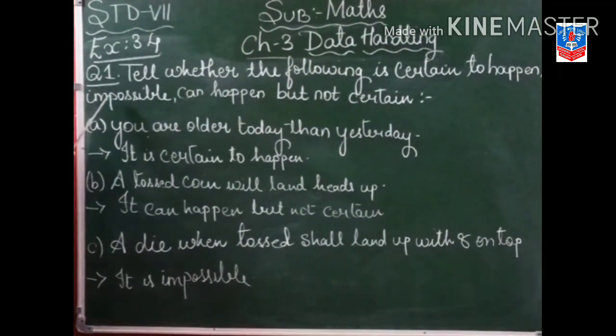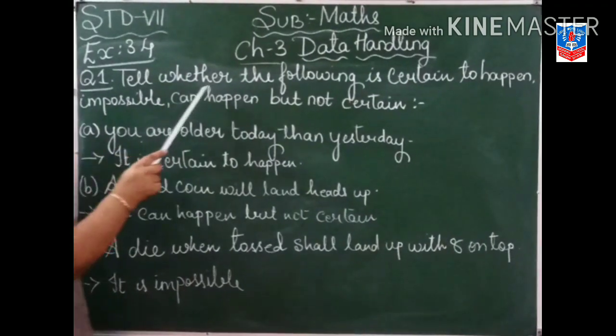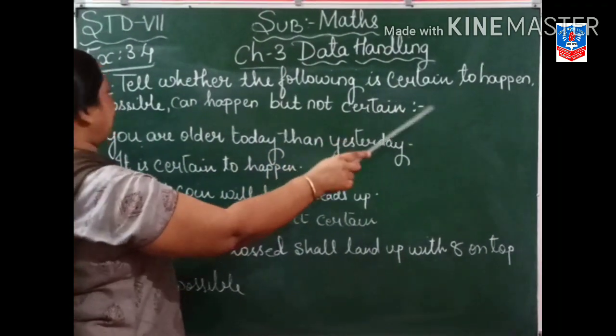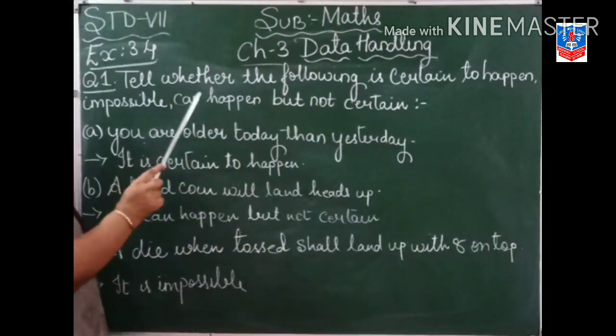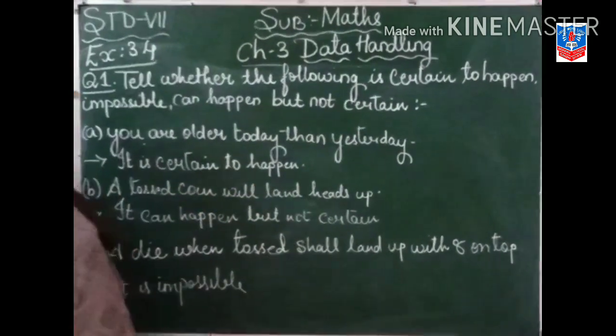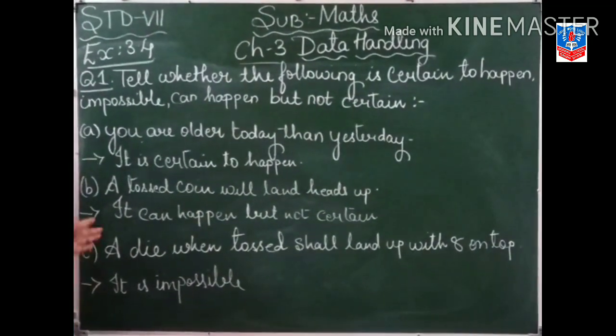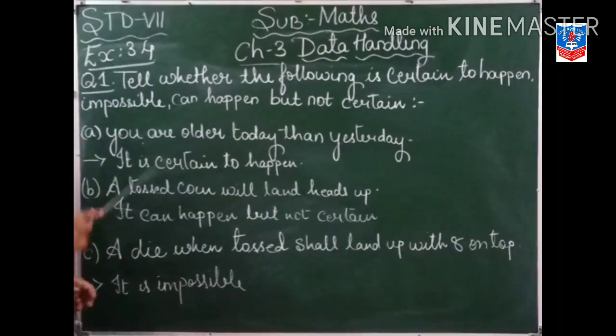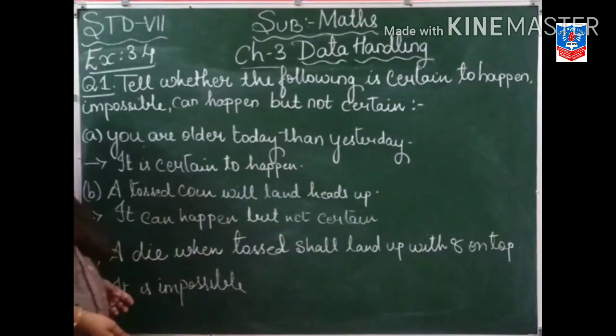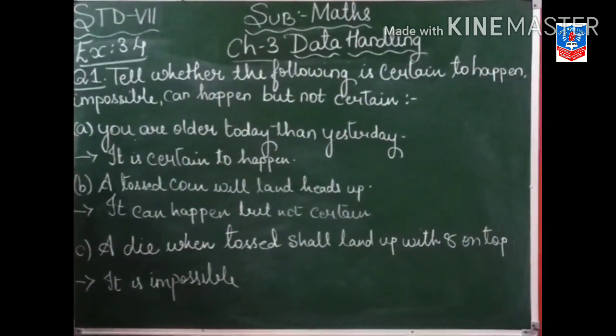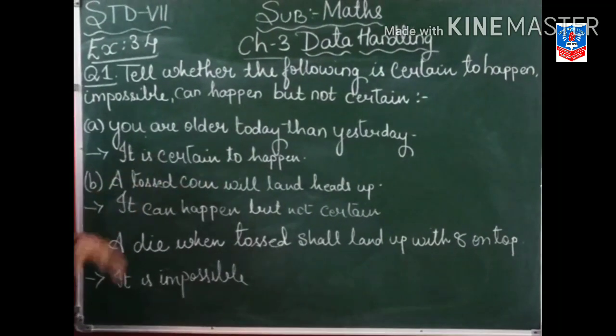Exercise 3.4, question 1. Tell whether the following is certain to happen, impossible, or can happen but not certain. Now you have to write. A. You are older today than yesterday. Answer is, it is certain to happen.